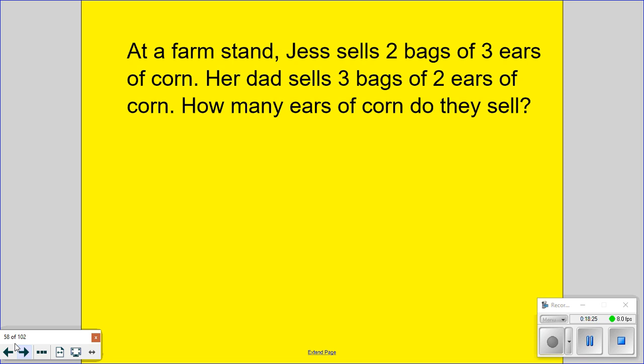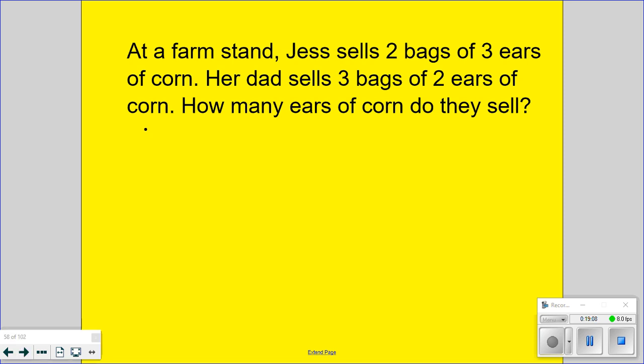So that's called an ear of corn. She sells 2 bags of 3 ears of corn. Her dad sells 3 bags of 2 ears of corn. How many ears of corn do they sell? What am I counting? Read that problem again. Everyone can tell me what they're counting. There's no math involved. You just have to tell me what they're counting. Macklin? Ears. Yes, we're not counting people ears. That would be weird. Ears of corn.